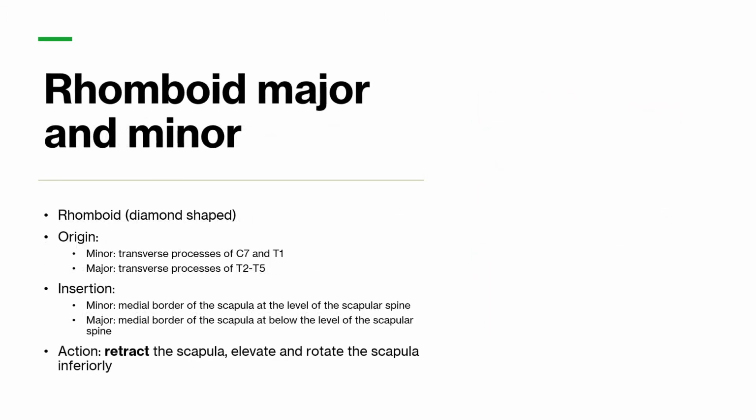Rhomboid, major, and minor. Rhomboid means diamond-shaped.